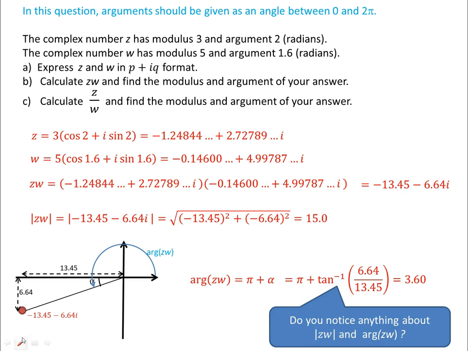Now have a look to see whether you can notice any connection at all between the modulus of z times w and the argument of z times w, and the initial modulus results and the initial argument results given at the beginning of the question.